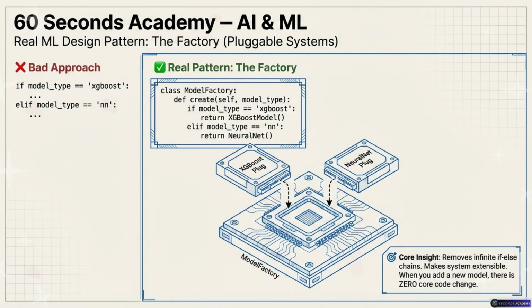This is where we introduce the factory pattern. It is the definitive solution to the pluggable system problem in software engineering. Before we talk about the solution, let's really illustrate the pain of the problem.